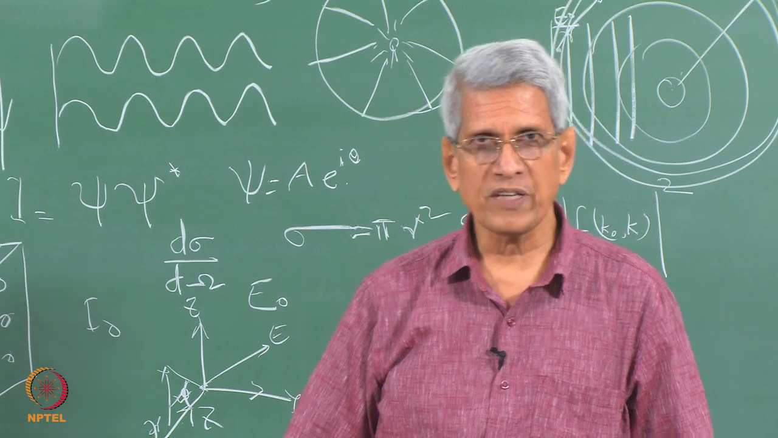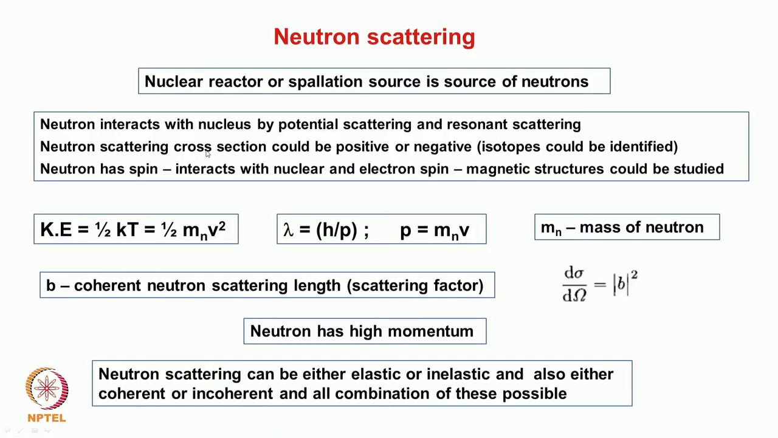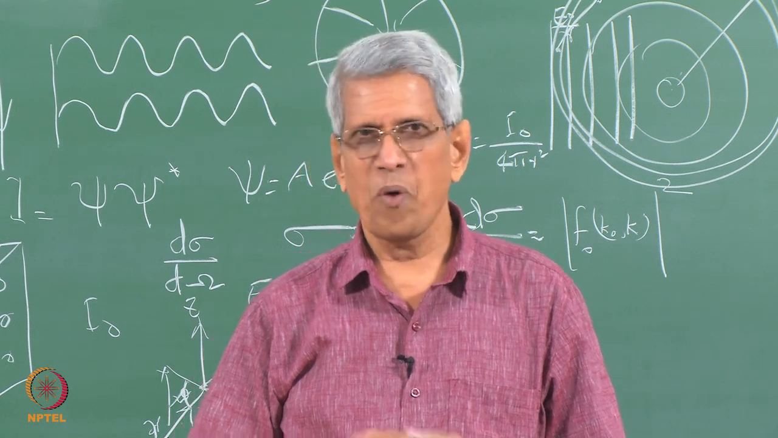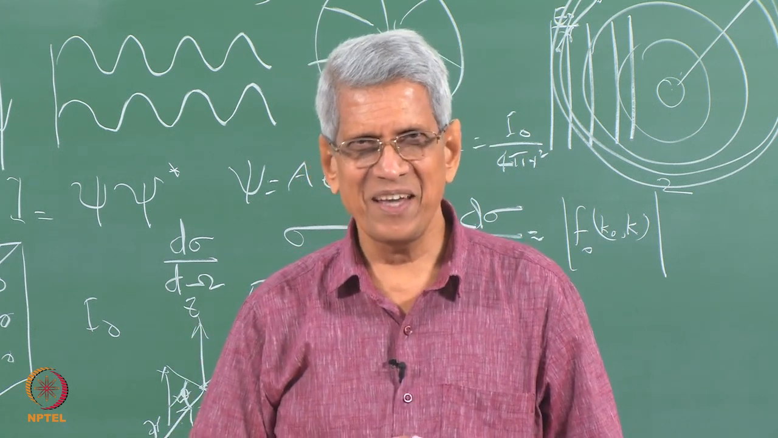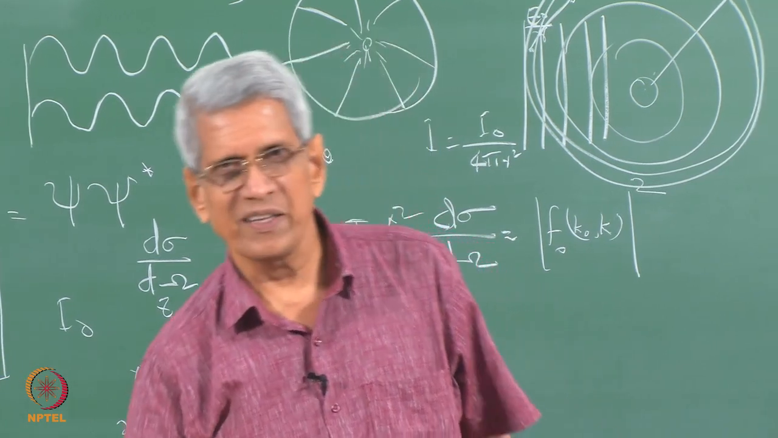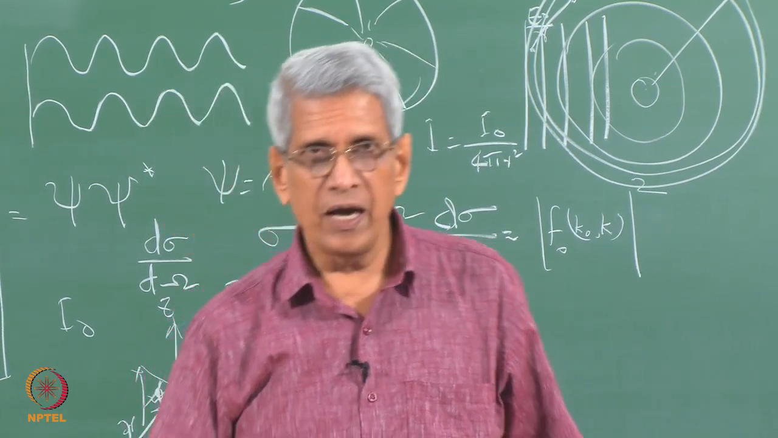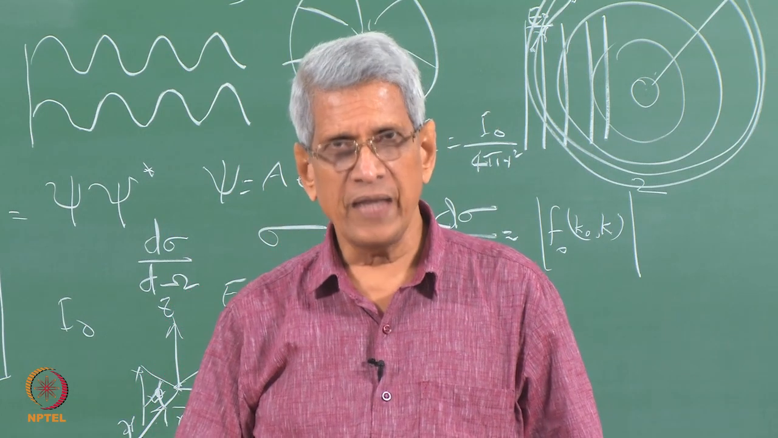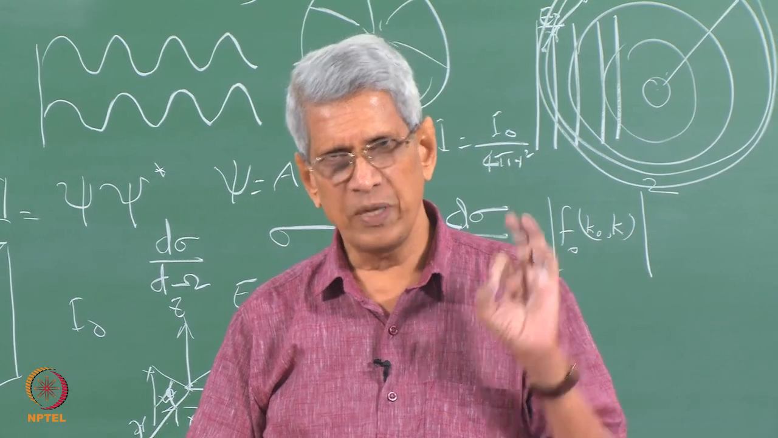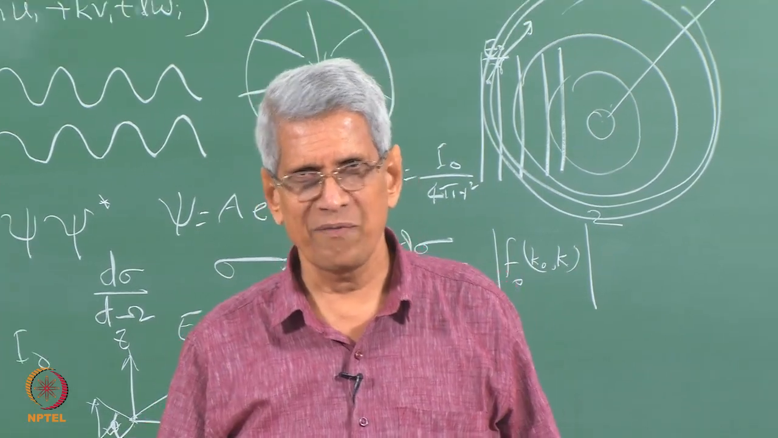In the case of neutron scattering, what happens? Essentially the mass of the neutron is high, so the momentum, k, is going to be high, correct? Momentum is what we have to consider. But the advantage is that since it has a spin associated with it, okay, we will stop here now.